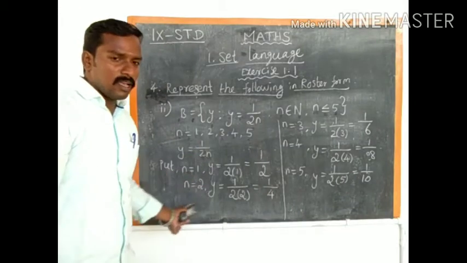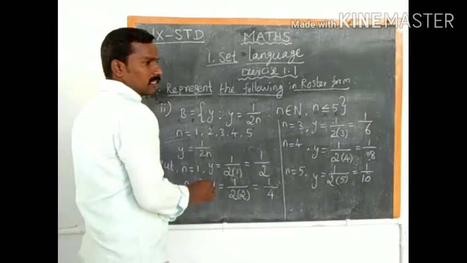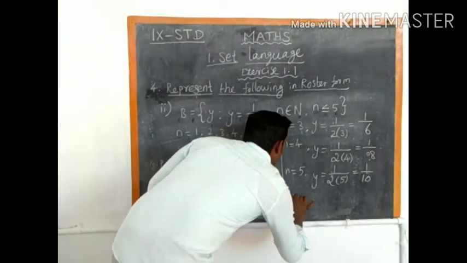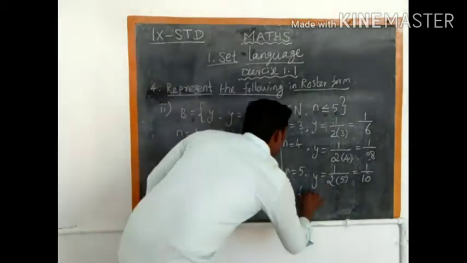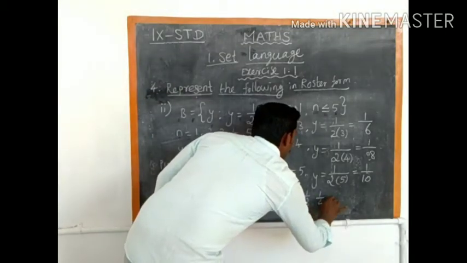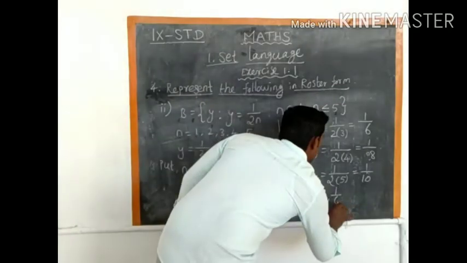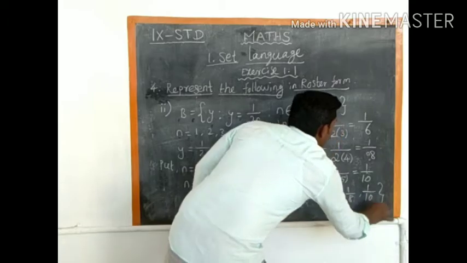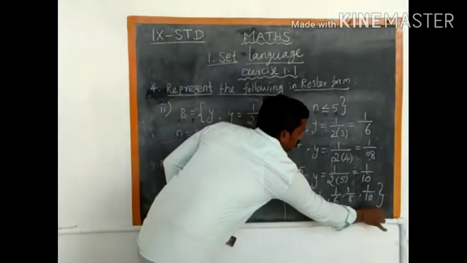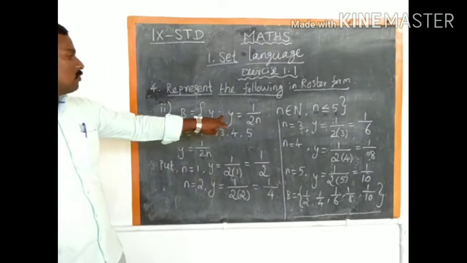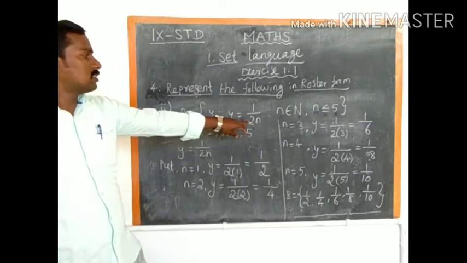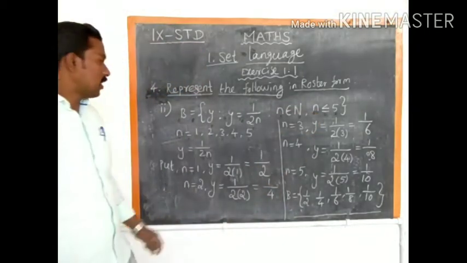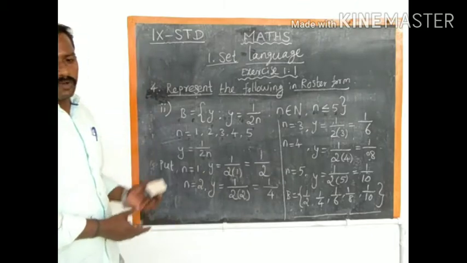So now you get all the answers. So write it once again in the form of roster, the listing method. So set B is equal to the set of all 1 by 2, 1 by 4, 1 by 6, 1 by 8, 1 by 10. That's all. This is your result. Okay. So when one general form is given, you consider the condition, then substitute the values of n, and we get the results. This is your second question.